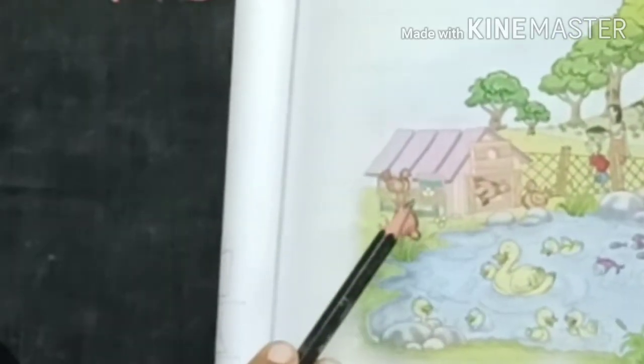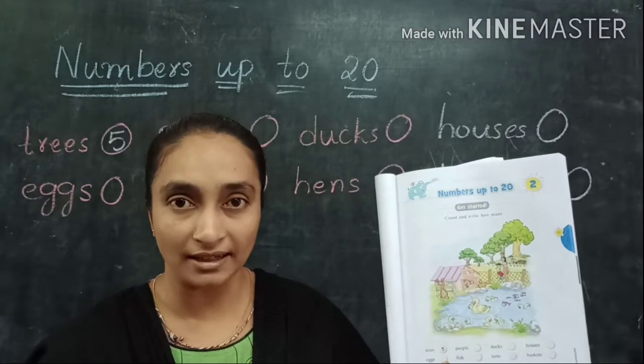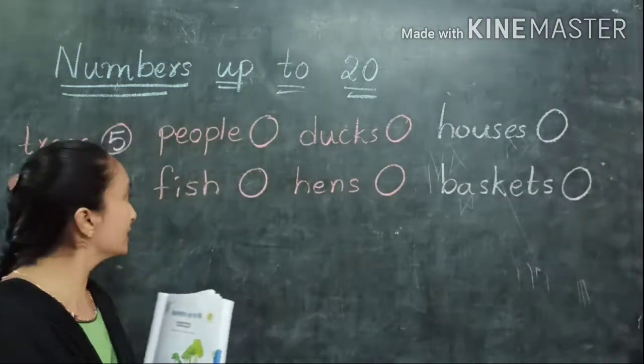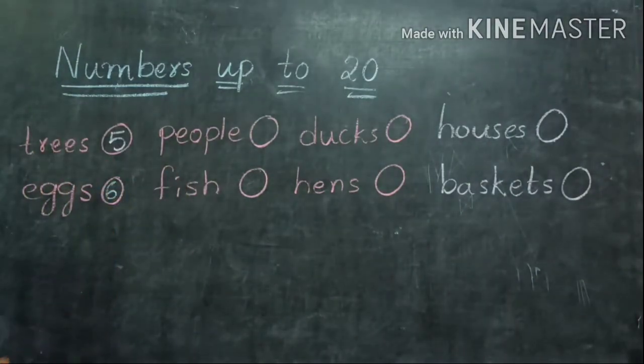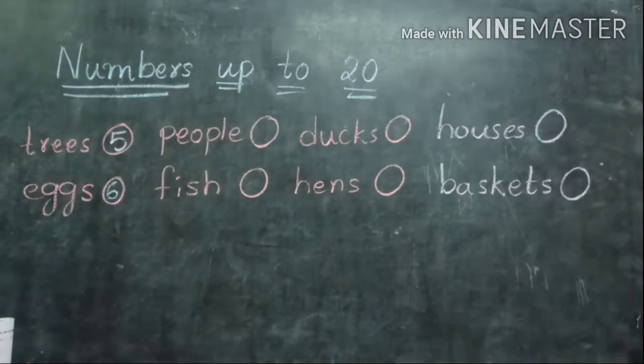Here we can see the pond. In the pond there are fish and ducklings, and hens are there. Near the hens we can see the eggs also. Let us count how many eggs are there. 1, 2, 3. Here 3 eggs are there on the top, and down on the ground we can see 3 more eggs. 3, 4, 5, 6. So we can see a total of 6 eggs in our picture. Let us write 6 here.